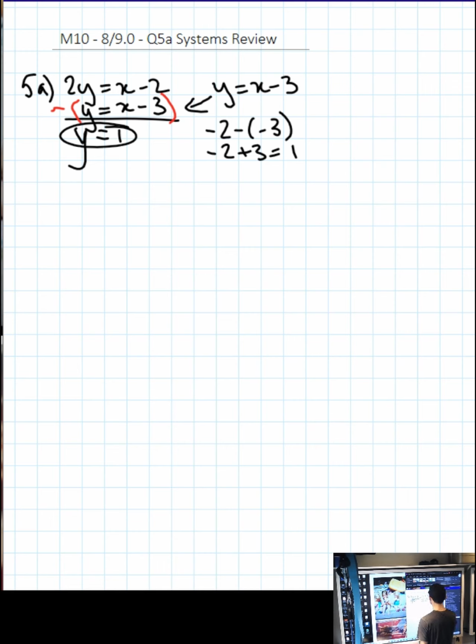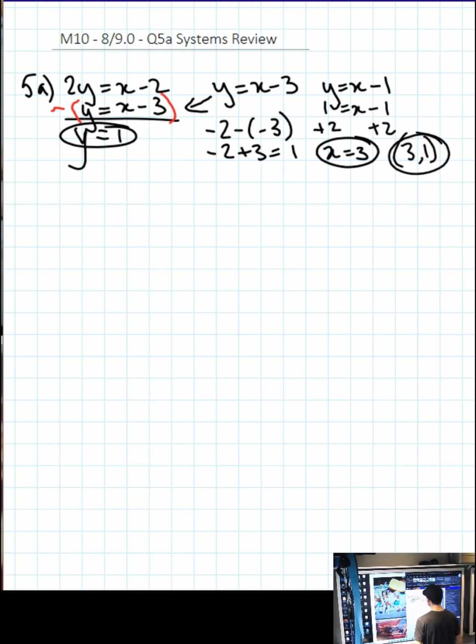Take the easier of the two equations. y equals x minus 1. Substitute the y value back in. 1 equals x minus 1. Add 2 to both sides. Mirror it. x equals 3. Circle your answer. Immediately write down the intersection. 3, 1. Circle your answer.